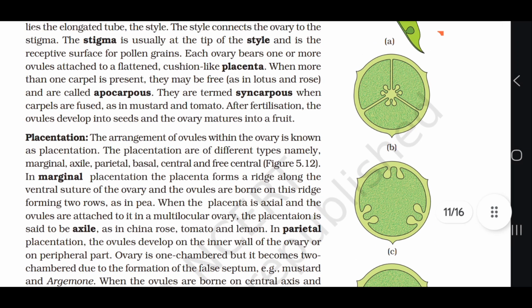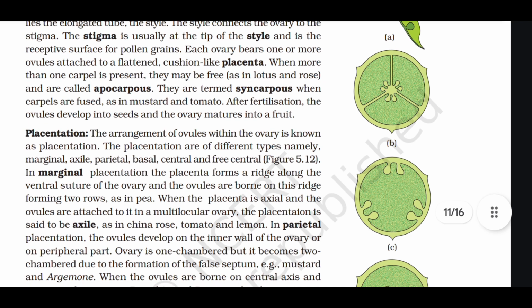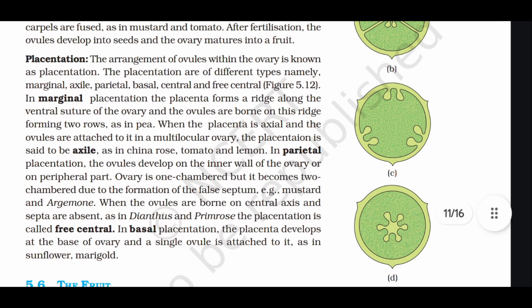Placentation. The arrangement of ovules within the ovary is known as placentation. The placentation is of different types, namely marginal, axile, parietal, basal, central, and free central. In marginal placentation, the placenta forms a ridge along the ventral suture of the ovary, and the ovules are borne on this ridge, forming two rows, as in pea.